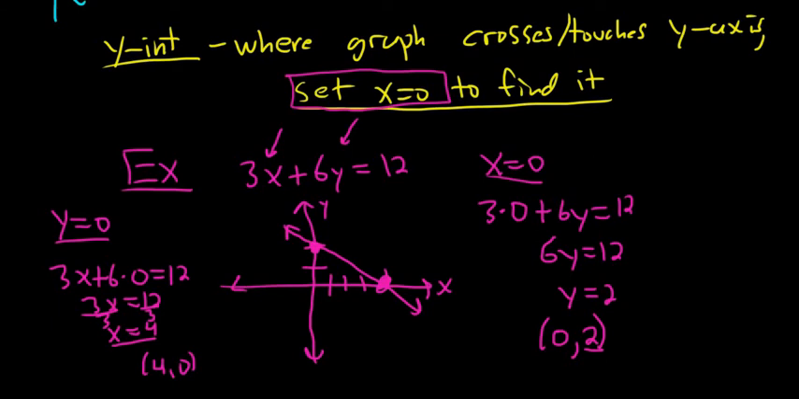So to graph any line, just plug in 0 for x, plug in 0 for y, connect the dots, and you graph the line. And what makes it even better is that you've actually found the y-intercept and the x-intercept at the same time. That's it.